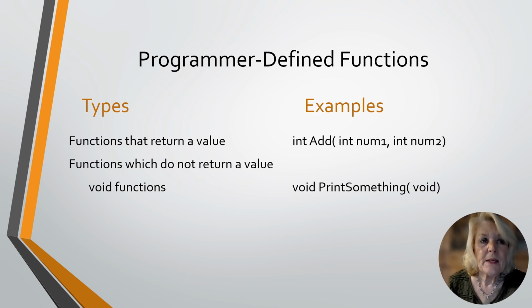The next topic is programmer-defined functions. These are functions which you create. Some functions return a value and some functions do not. The add function, which is shown here, returns an integer, which is the result of adding the two arguments, num1 and num2, which are also integers. The printSomething function is a void function and does not return anything because it would have a cout statement which would print the results.